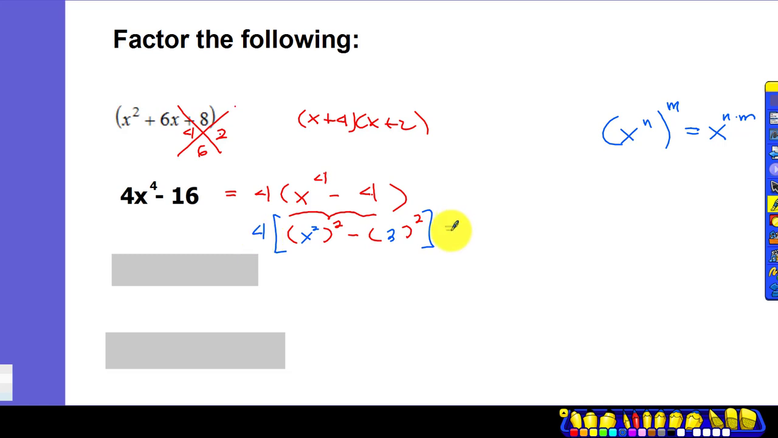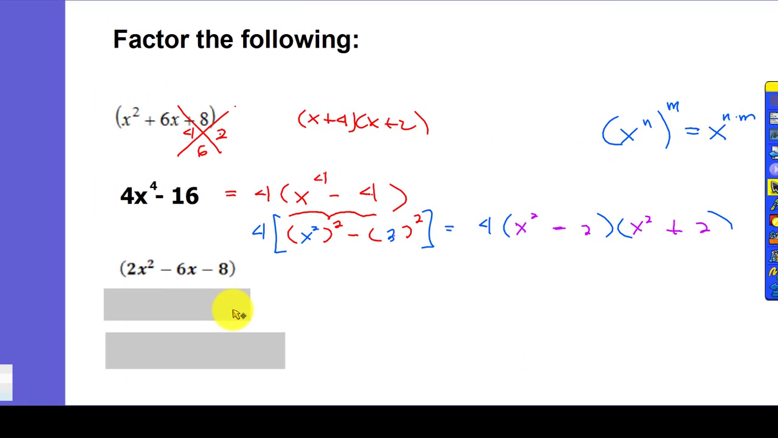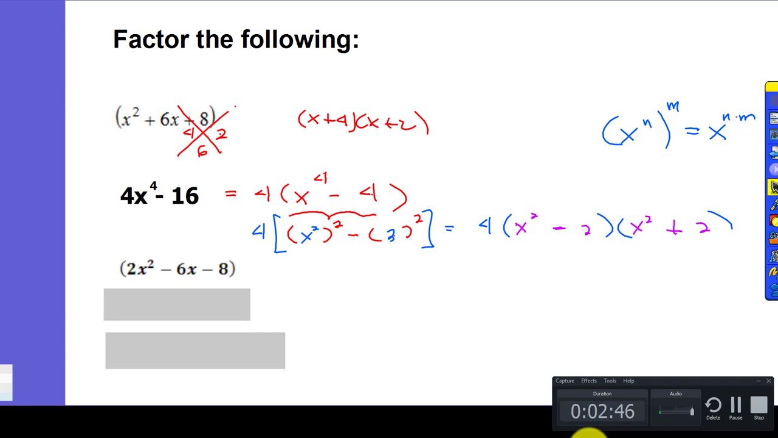So I'll just write this as 4 and then a difference of two squares. To factor this one out, just copy the first term, x squared, and then this one, 2 and then 2. And then we just have to write plus and minus, or minus plus. Alright, so this will be your factors for 4x to the 4th minus 16. Alright, next one. So go ahead and try to factor this. Okay, don't forget your GCF if you have any GCF.